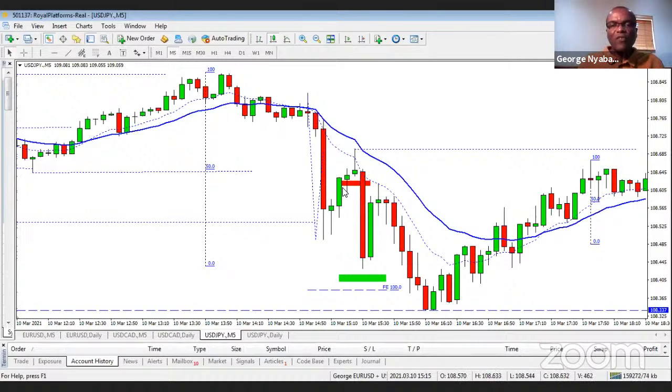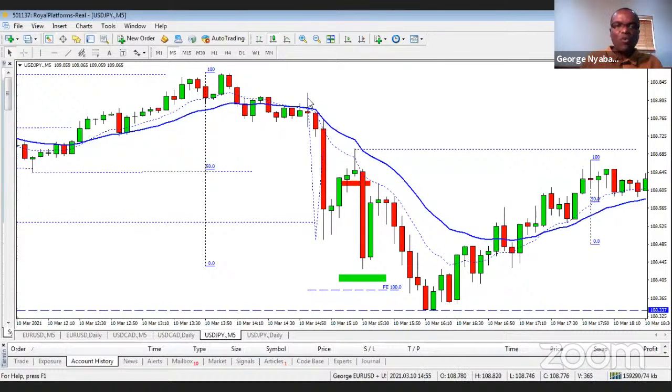So now I'm waiting for a pullback. And there's a pullback, like I was speaking about earlier on. It's a bull candle, but look at it. It's closing near its low. It's coming off the 10 moving average. It didn't get to the 20, so there is a strong urgency by the bears to carry on.